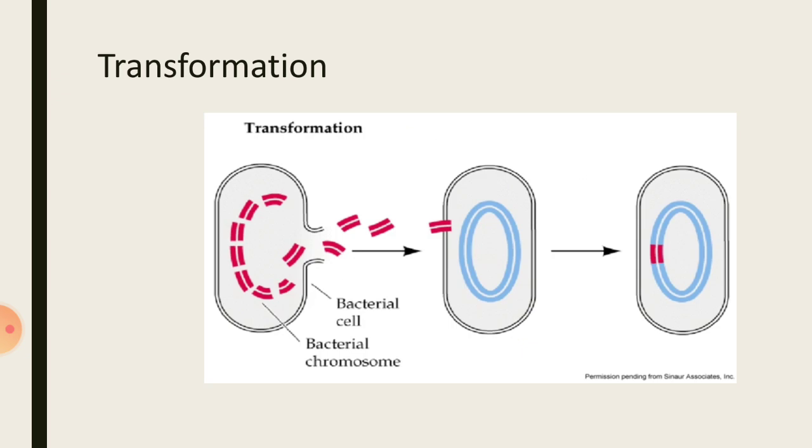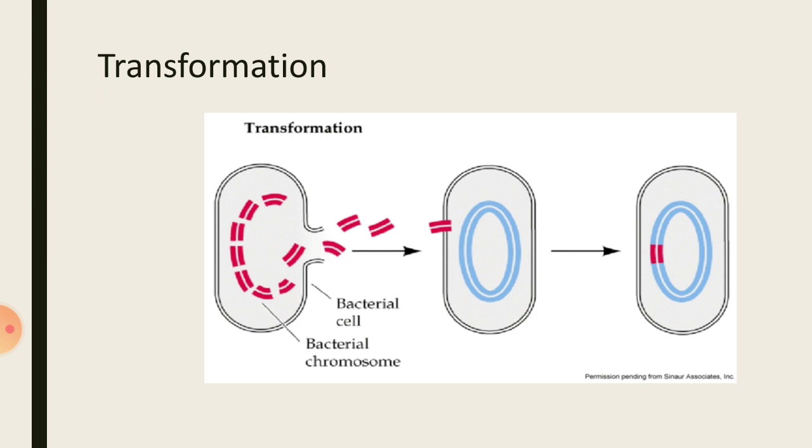The second type of gene transfer mechanism in bacteria is transformation. It was first identified by Griffith in Streptococcus pneumoniae, also called Diplococcus pneumoniae, in the year 1928. According to him, there are two types of strains in the pneumonia bacteria, the bacteria which cause pneumonia to human beings and some other organisms: S type strains and R type strains.